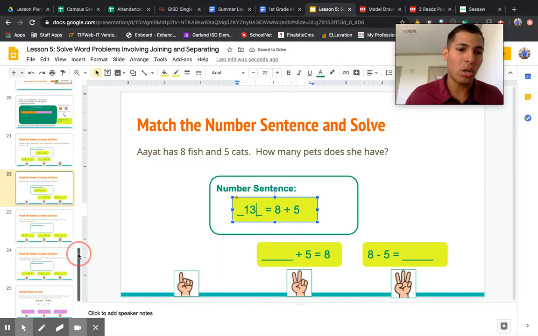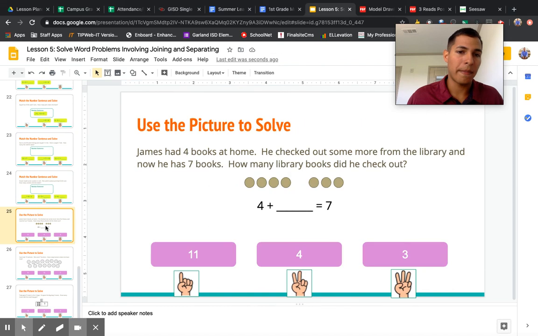And we're going to do one other quick one with you guys. Here we go. James has 4 books at home. He checked out some more from the library and now he has 7 books. How many library books did he check out? So I can tell you right away, it wants us to find this missing part. Okay? It's giving it to us. 4 plus what equals 7? Look at our model up here. This might help.